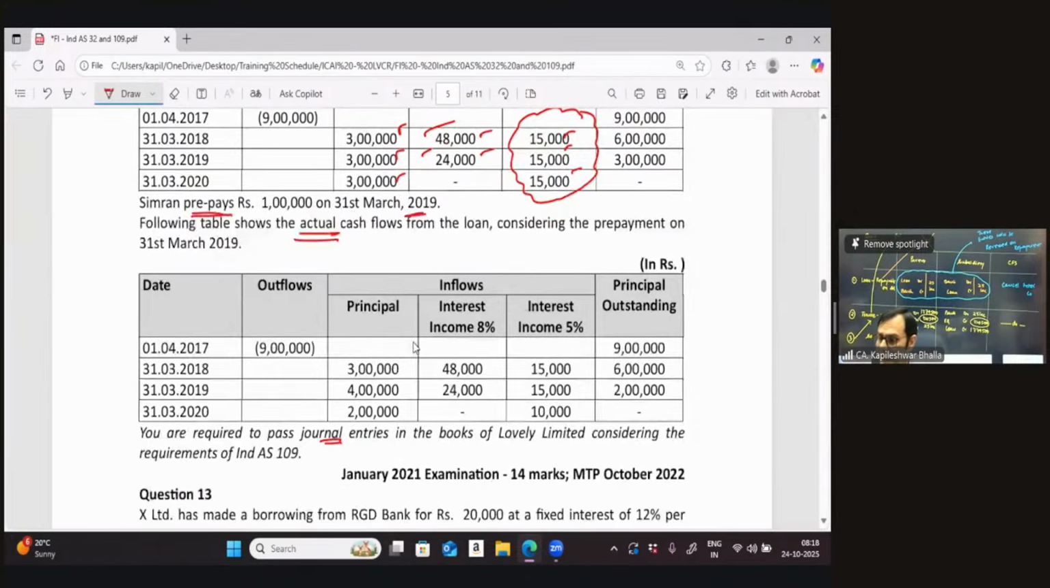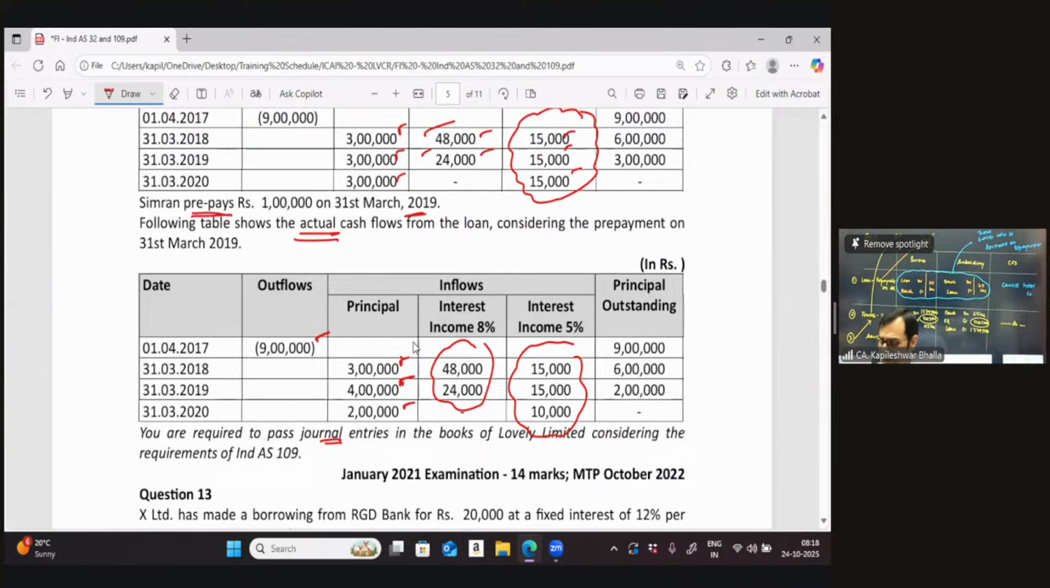Then I am given the total loan which is given. The principal repayment was 3 lakhs. And then, at the end of the second year, there's another extra 1 lakh paid, so later there is only 2 lakhs paid. Accordingly, the interest calculations have undergone a change here, and this is how the principal outstanding amounts are given. So these are the expected and the actual cash flows. Very simple and straightforward data.